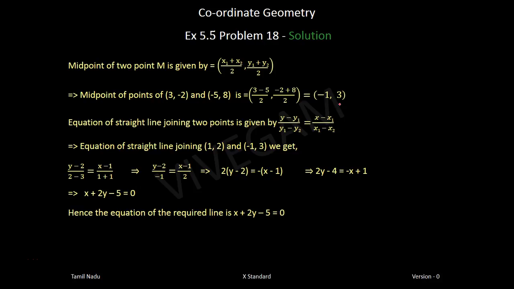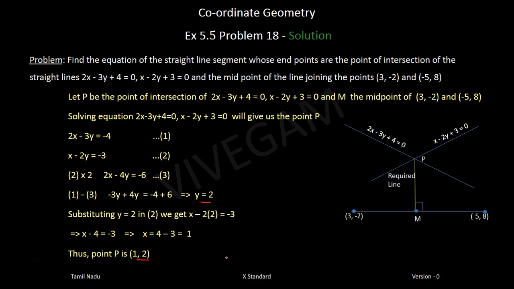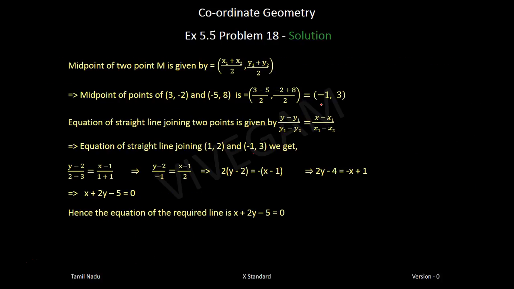Now see, you have point M as well as point P. The equation of the straight line joining 2 points is given by the 2-point form: (y minus y1) divided by (y1 minus y2) equal to (x minus x1) divided by (x1 minus x2). So what are the 2 points? The 2 points are (1, 2) and (-1, 3). We'll go back and see: point P is (1, 2), and point M we just calculated as (-1, 3). So these are the 2 points. Using the 2-point form, we can calculate the equation of the straight line.